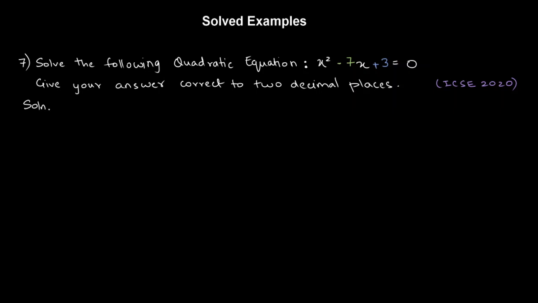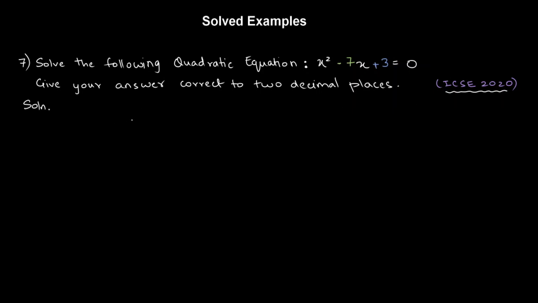We want to solve the following quadratic equation, x squared minus 7x plus 3 equal to 0, and we want to give our answer correct to 2 decimal places. This question was asked in the ICSE 2020 examination, right? So let's just write our question down once again.